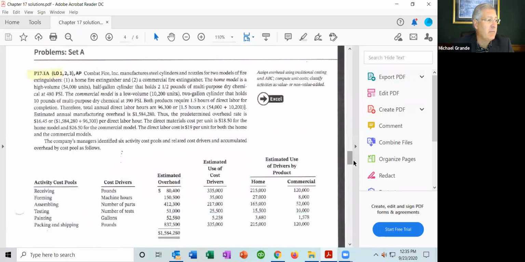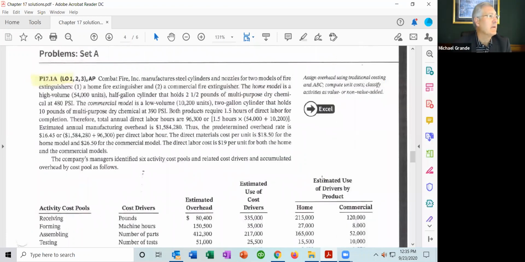Let's look at another problem. This one is a bit more robust, and what I mean by that is there's a lot more going on. So let's read it. It says here, Combat Fire manufactures steel cylinders and nozzles for two models of fire extinguishers.